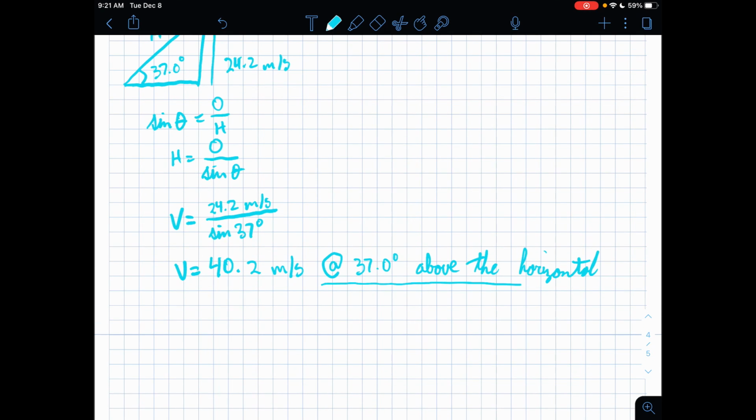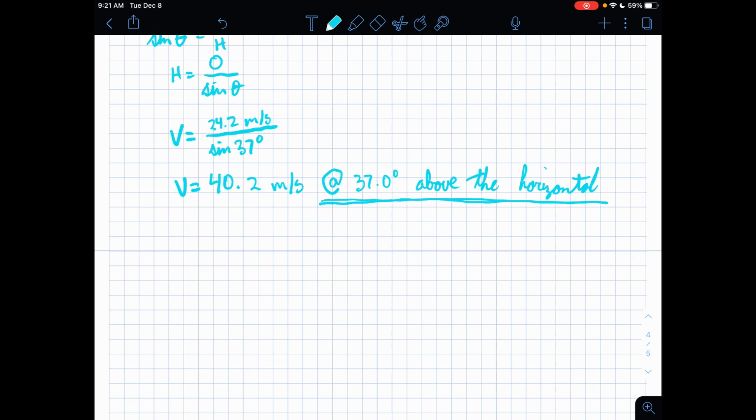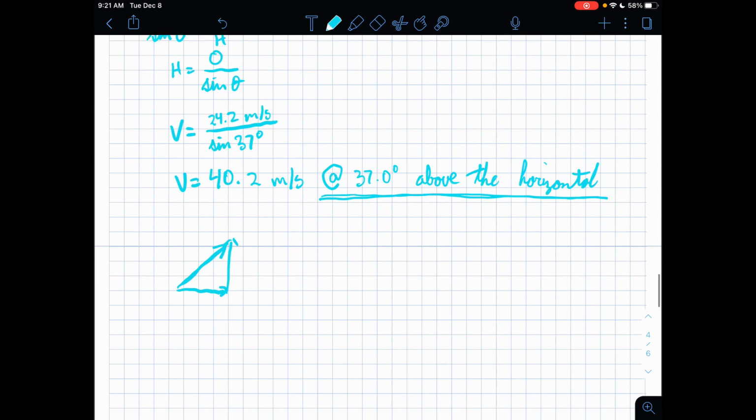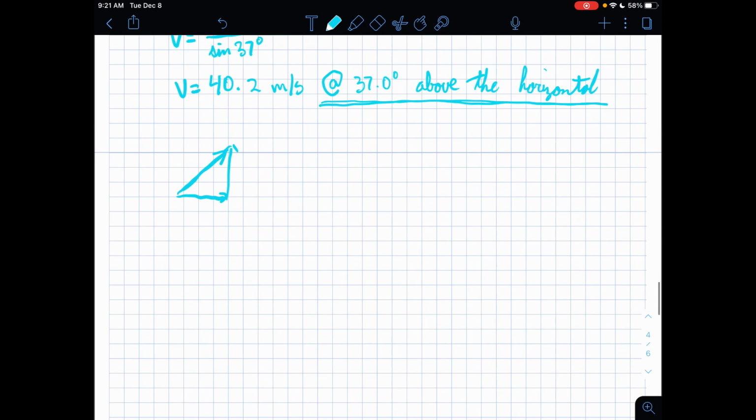Now, the reason why you would write this is because the velocity that you found isn't just straight up or straight to the side. It is in fact at an angle. And so when you're writing out an answer, to show that it is at an angle, not just straight up or straight down, or straight to the side, you'd have to write the angle that it is bent at. So whatever this angle is, we'll just call that theta.